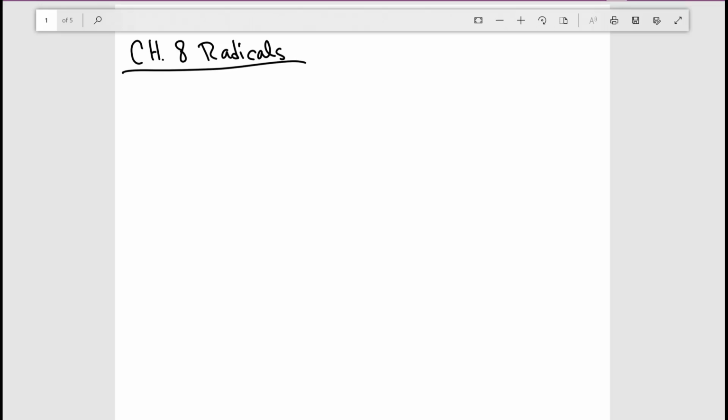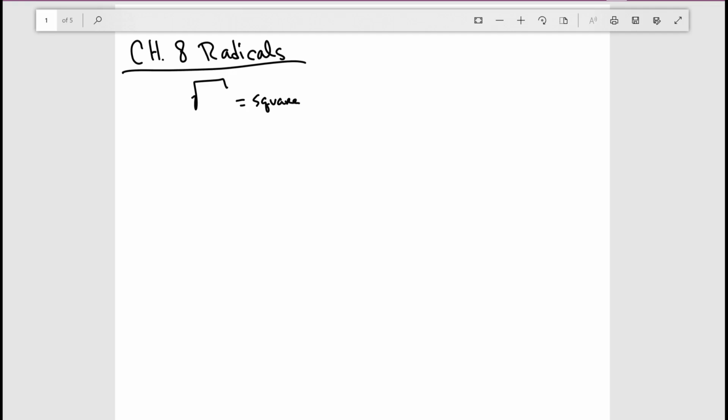This is going to be chapter 8 with radicals. So this is everything that deals with square roots, cubed roots, and so on and so forth. So one of the things that you guys are going to be seeing is something that looks like this. And this is what we call a square root.